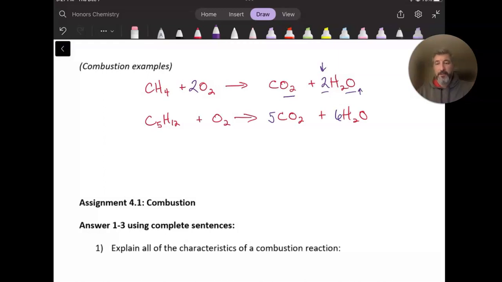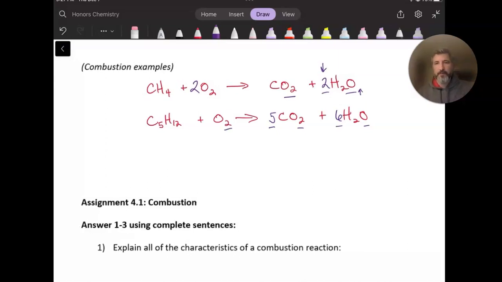The last step, of course, is to take care of the oxygens. So I've got 5 times 2, and of course that's 10. And then I've got 6 times 1, so that's 6. And if I put them together, I have 16. So over here on the left, I want to say, okay, 2 times what will give me 16? And of course, that number is going to be 8. Okay, so there's my balanced equation. All right, let's try another one.